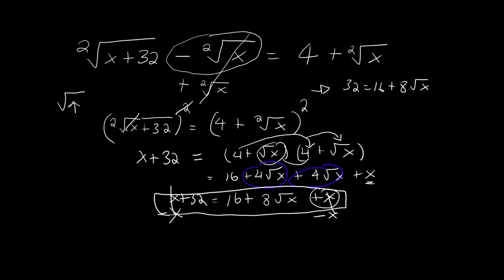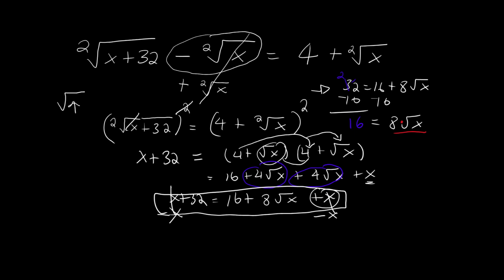Now what's the next step? Well, I can move the constants. I can move the 16 to this side by subtracting. I can subtract 16 from this side, and now 32 minus 16: that's 12 minus 6 is 6, and 3 minus 1 is 2, giving 16. So now we have 16 equal 8 square root of x. On this side we have 8 times square root x. This is what this term here represents.